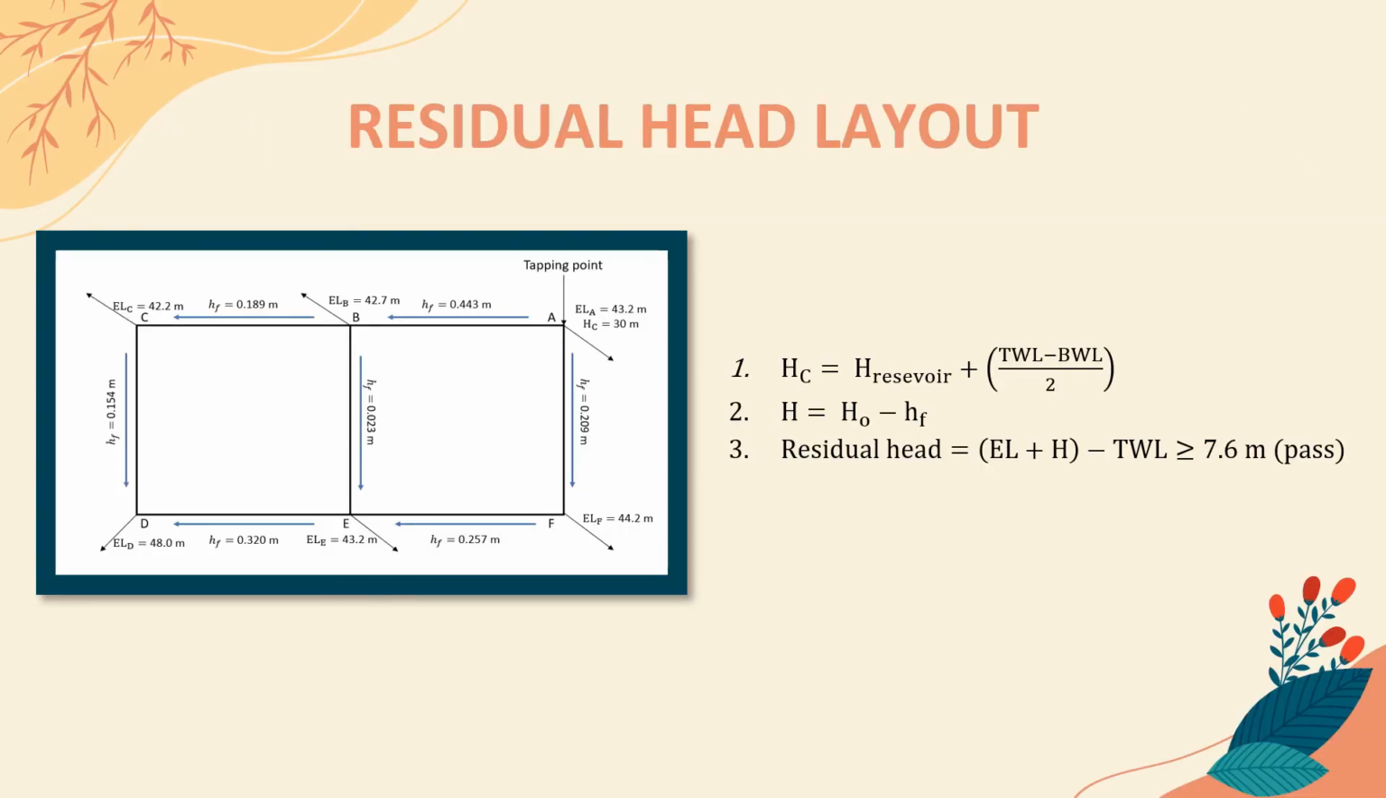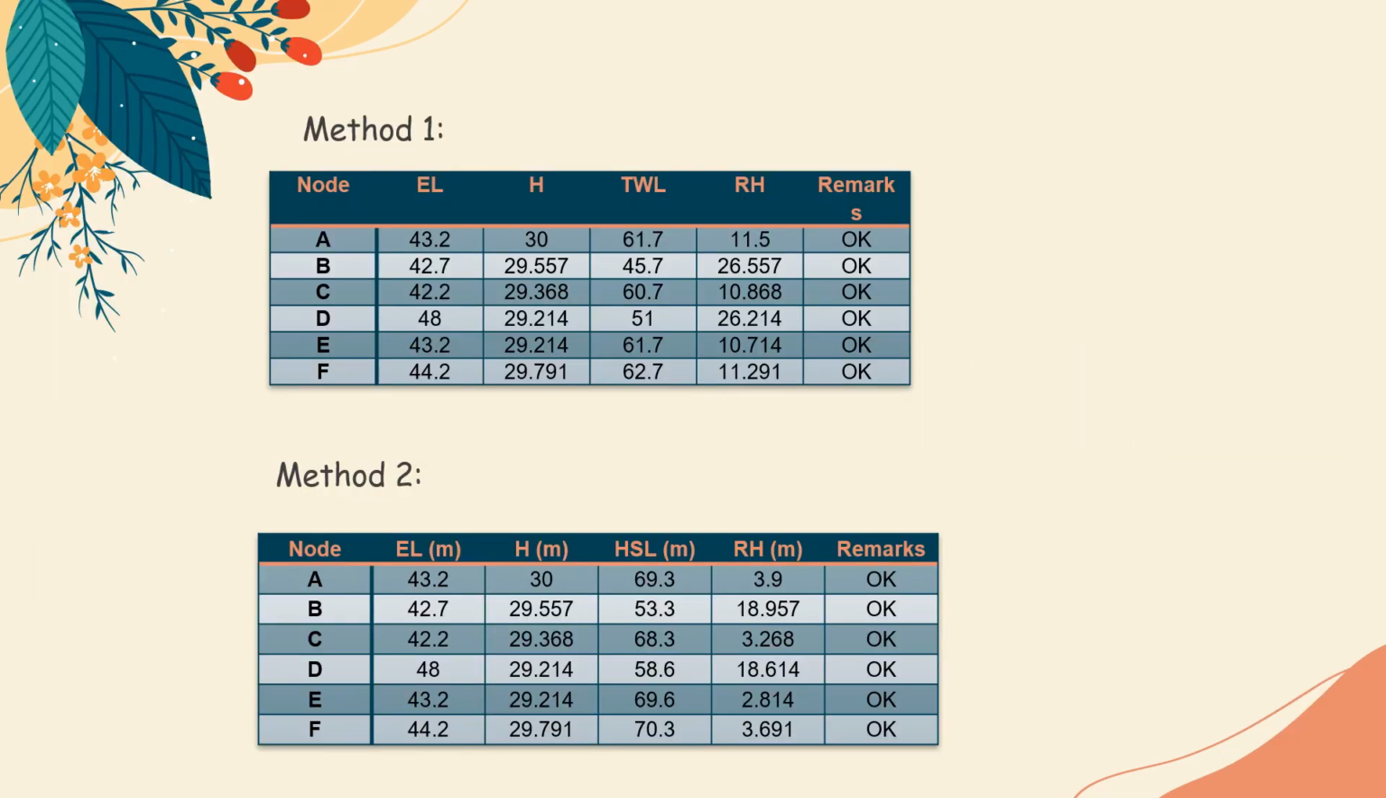For residual head layout, we use two methods in order to identify whether our assumption is correct or not. For the first method, the residual head must exceed 7.6 meter, and for the second method, the residual head must be positive. We can conclude that both methods are okay. Hence, our design assumption is correct and we don't have to change the diameter of pipe.